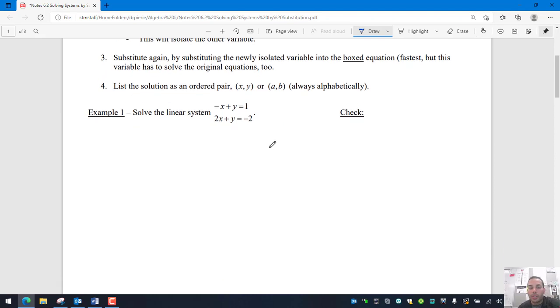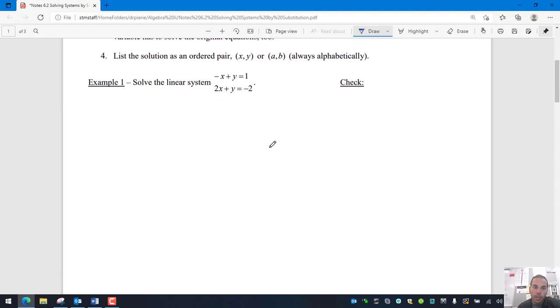Okay, so let's just do an example. It says solve the linear system, and I'm giving you two different equations. I'm giving you negative x plus y is equal to 1, and I'm also giving you 2x plus y is equal to negative 2.